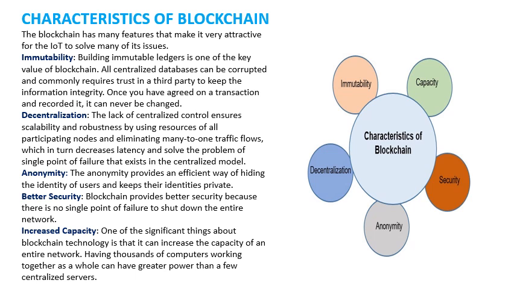Decentralization. What do you mean by decentralization? The lack of centralized control ensures scalability and robustness by using the resources of all participating nodes and eliminating many-to-one traffic flows, which in turn decreases latency and solves the problem of single point of failure that exists in the centralized model. The centralized model has a single point of failure, but the decentralized model decreases latency and solves that problem.